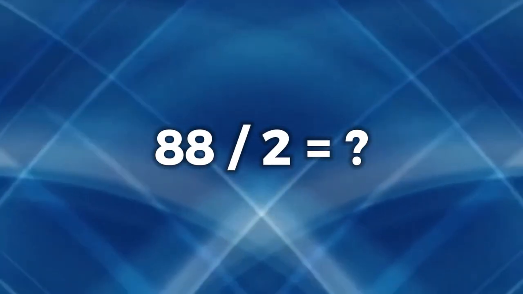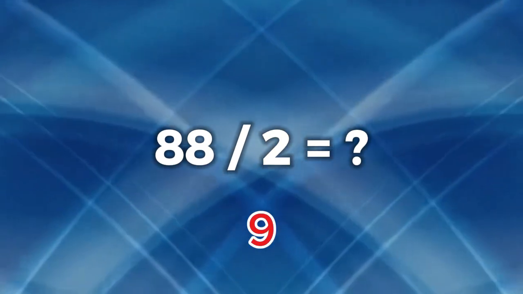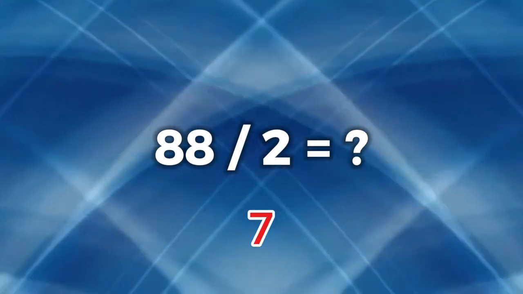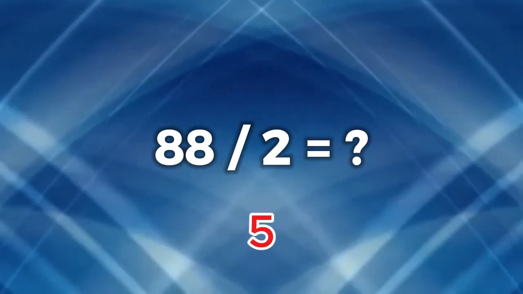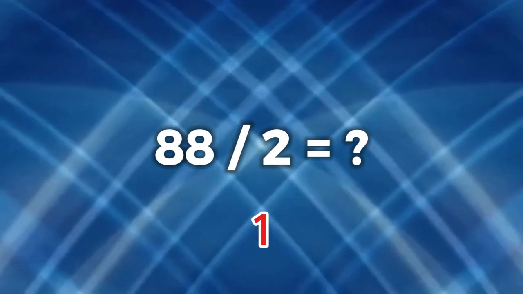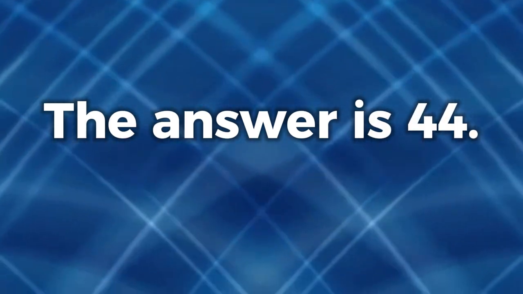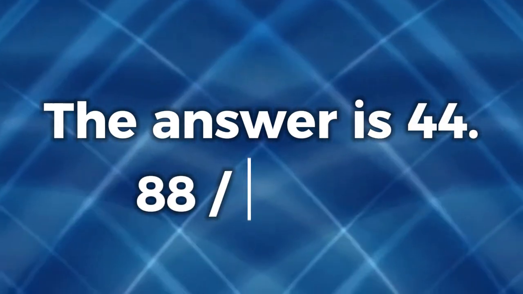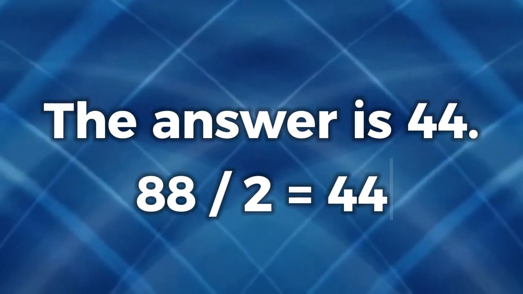What is 88 divided by 2? The answer is 44. 88 divided by 2 is equal to 44.